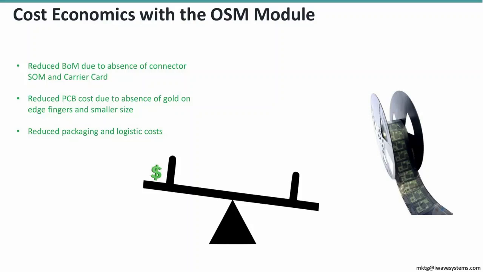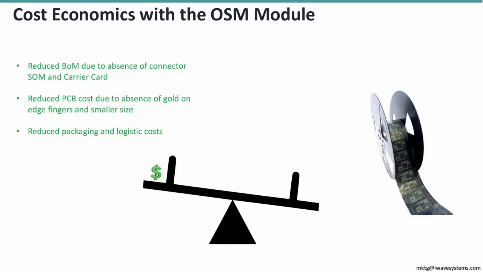And there's another area we saw in packaging and logistics cost, because for SMARC or Q7, you need big boxes to accommodate these modules. And as the package gets bigger, the shipment and logistics cost gets bigger too. But the OSM can be put onto a reel itself or into the normal trays that ICs use. So we save a lot of cost in the case of OSM.